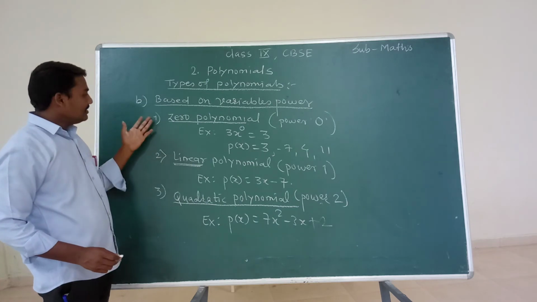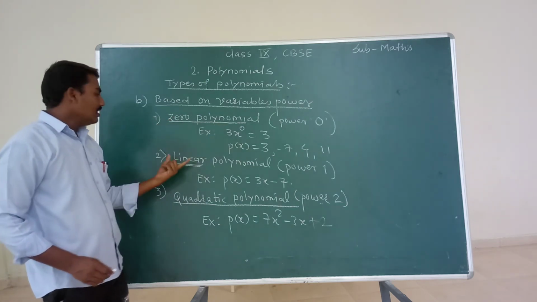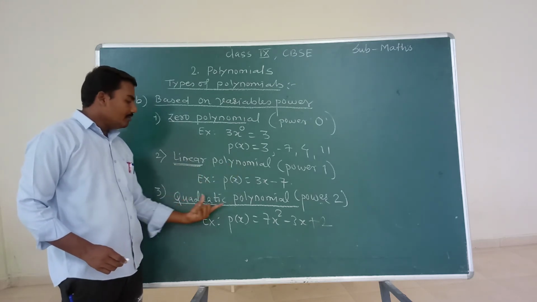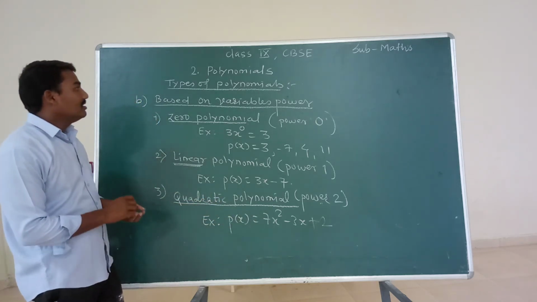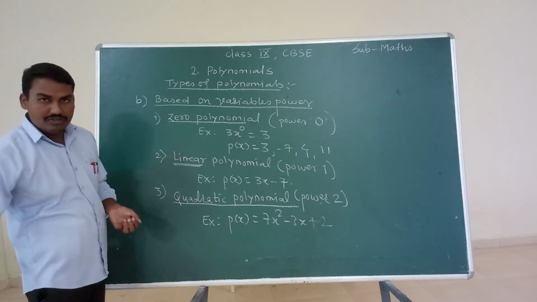So these are the three other types of polynomial. Zero polynomial, zero power. Linear polynomial means power is 1, and quadratic polynomial whose variable's power is 2. So these are the very important types of polynomial. Understood?